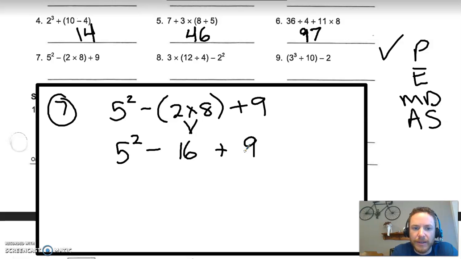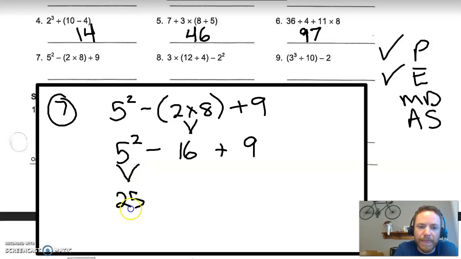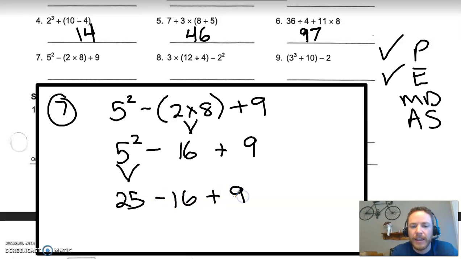So I've got add, subtract, and the exponent. I'm going to do my exponent next. 5 squared is 5 times itself, which makes 25. I'm going to bring down the minus 16 and the plus 9. And be careful here, some kids would be tempted to add before they subtract because they see the A listed before the S. But adding and subtracting go together from left to right.